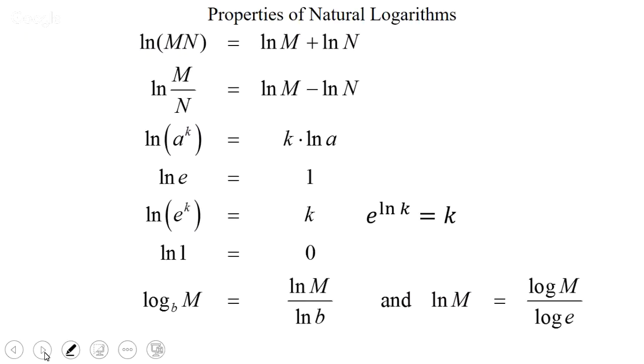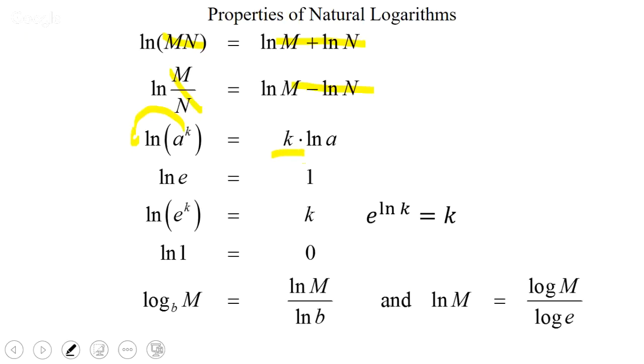Here for the natural logarithms, notice they're exactly the same. Natural logarithm is just base e. So it's the exact same stuff. Everything's the same. When you multiply, you add. When you divide, you subtract. When you have a power, you bring the power out in front.